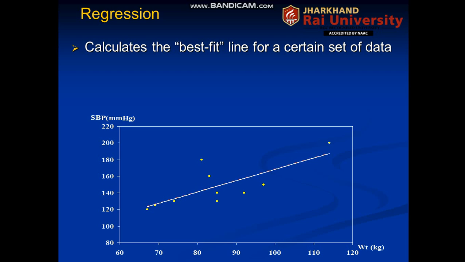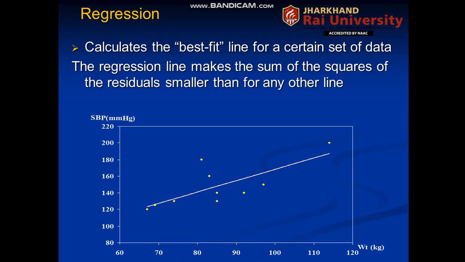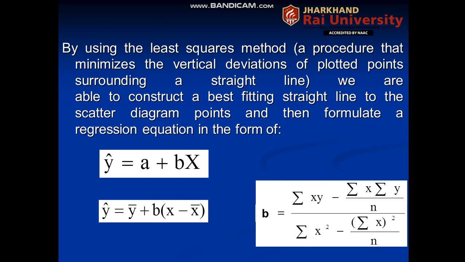So this is regression, and we have to calculate it. It calculates the best fit line for a certain set of data, and the regression line makes the sum of the squares of the residuals smaller than for any other line. The sum of the squares of the distances of the points from the line is calculated, and they are plotted on the graph. So regression minimizes residuals. Here the points which are not on the line are very few.